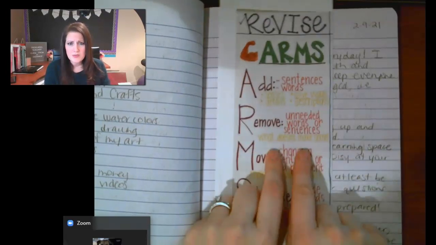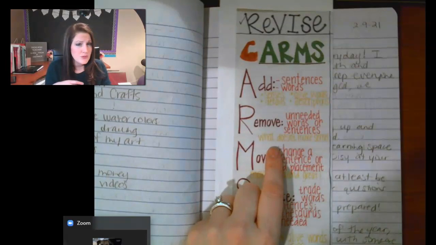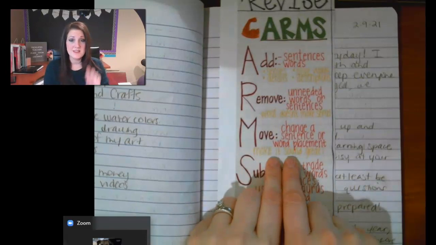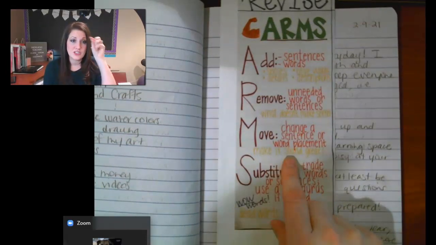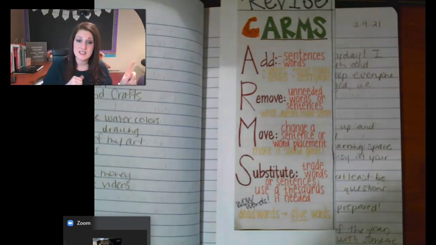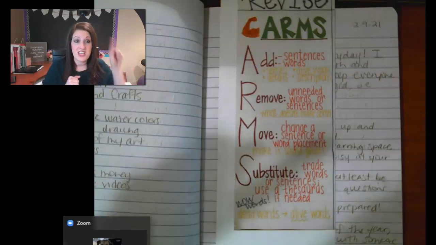And also, do we need to remove things? Did I repeat things too many times, going over and over, making it boring? Do I need to move something? Like this sentence is in the wrong spot. Remember sequencing, putting things in order. Maybe I put it at the beginning, but it makes more sense to move it to the end. That one would be shown with just an arrow.